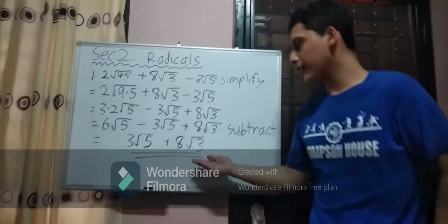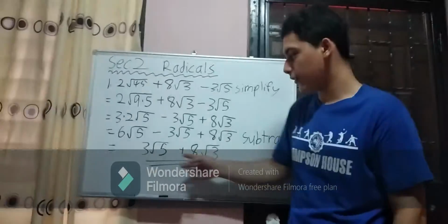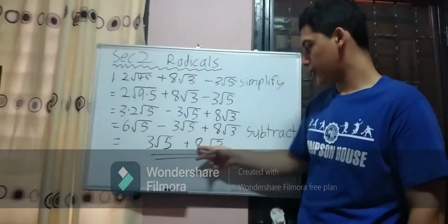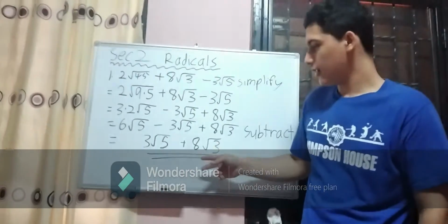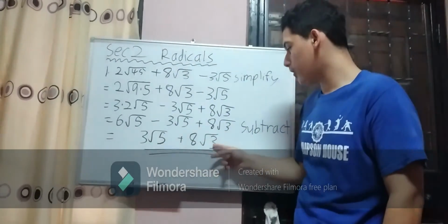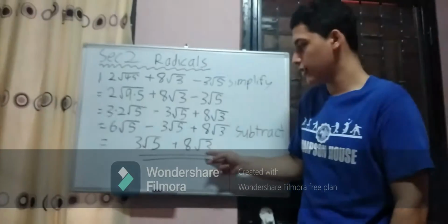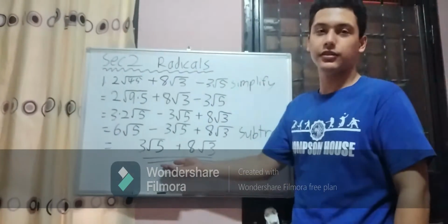Alright, so right here is the answer, and this cannot be simplified anymore because these two values are different. 3 square root 5 plus 8 square root 3 cannot be combined, as the two values in the square root have to be the same to be added or subtracted. With that, I'll finish here.